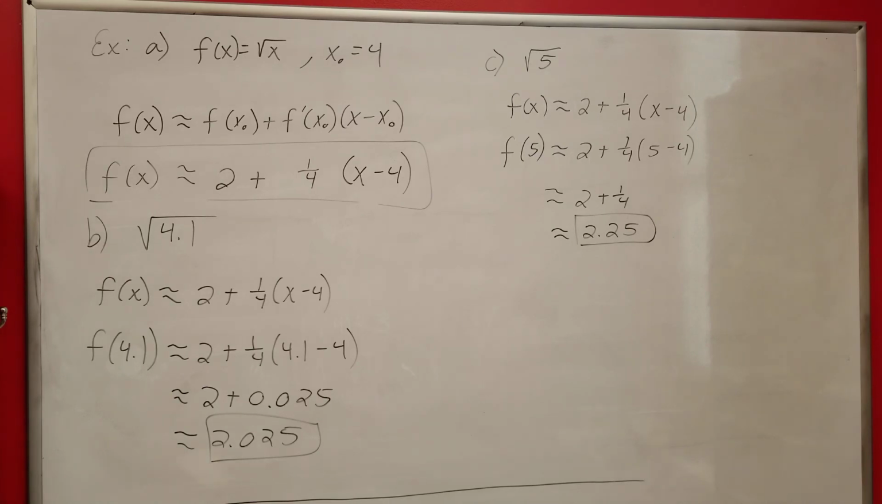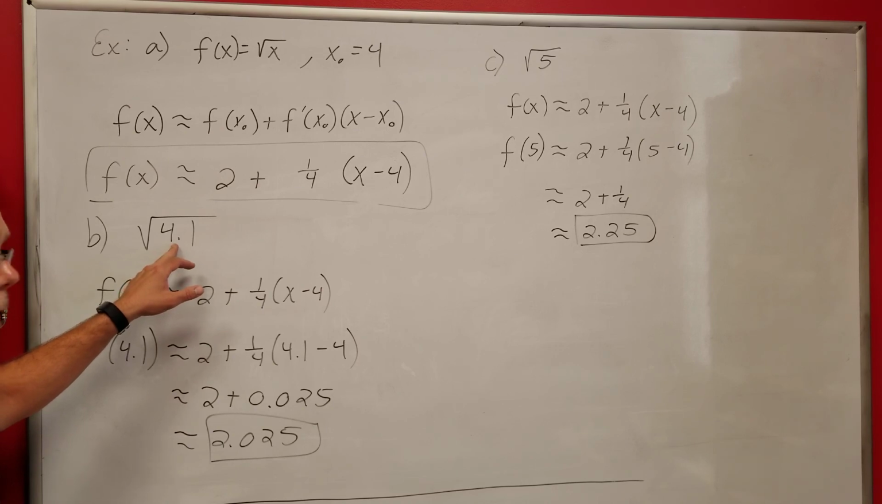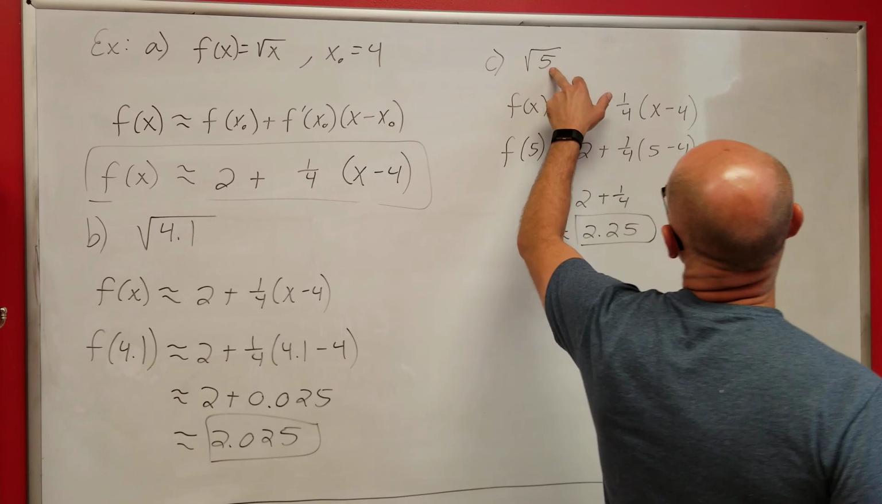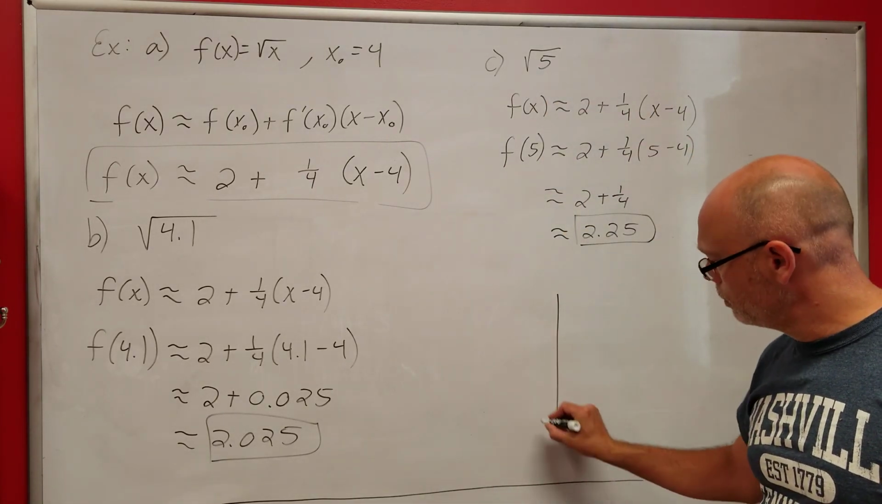Now let's think about this for a second. Which answer is going to be closer to the actual answer? Is 2.025 closer to the square root of 4.1? Or is 2.25 closer to the square root of 5? Think about what we're doing here, big picture, okay?